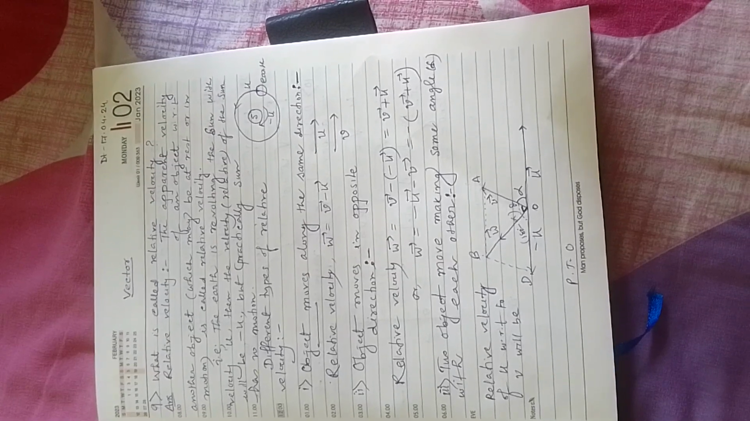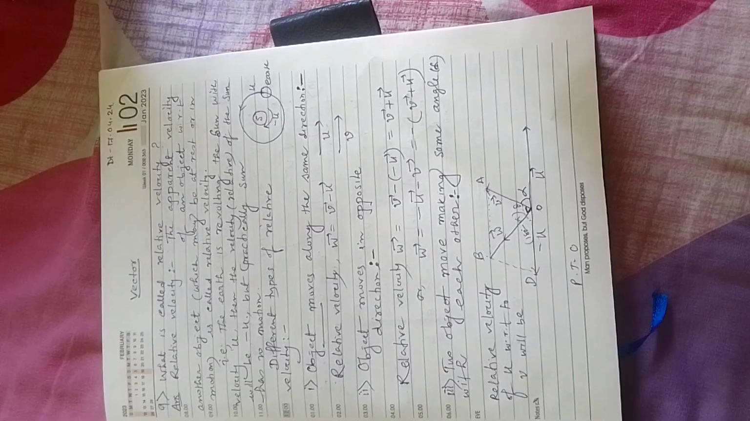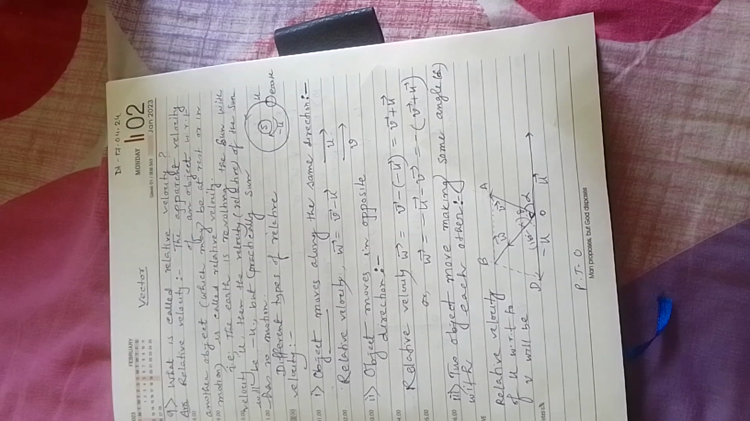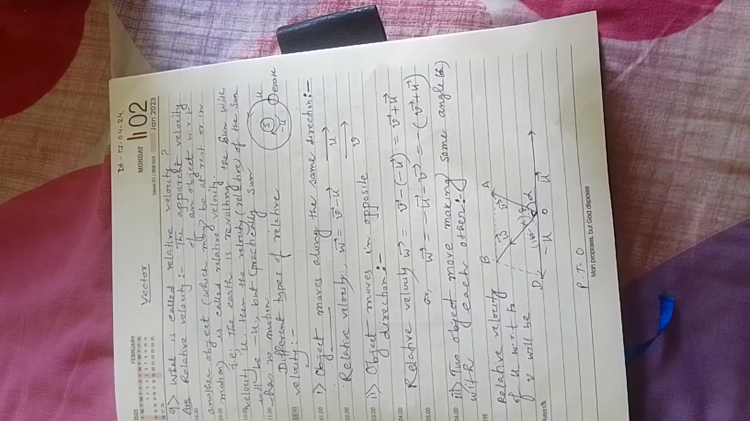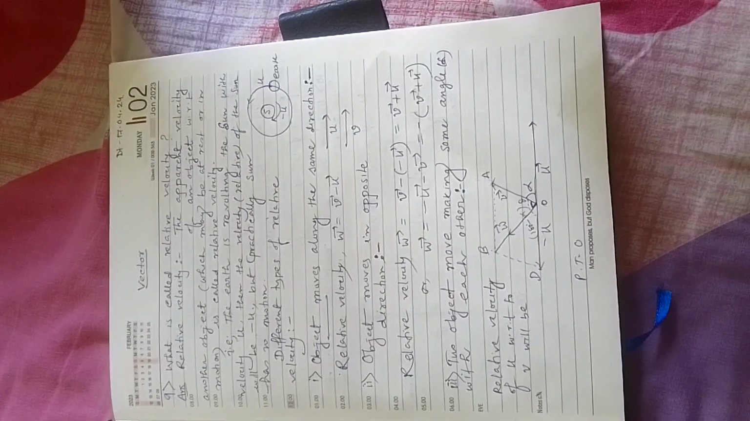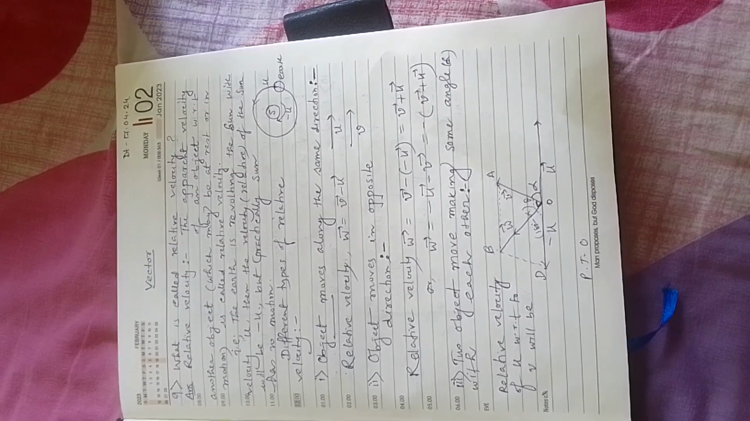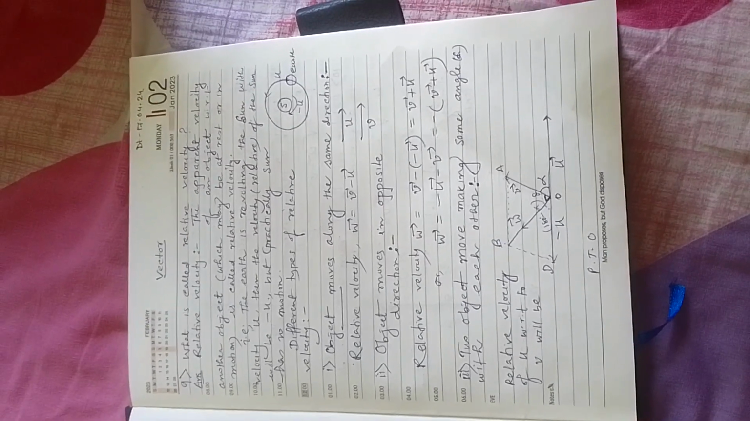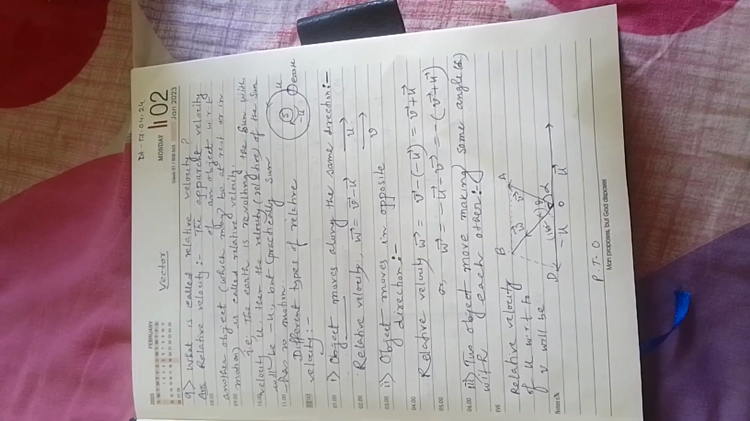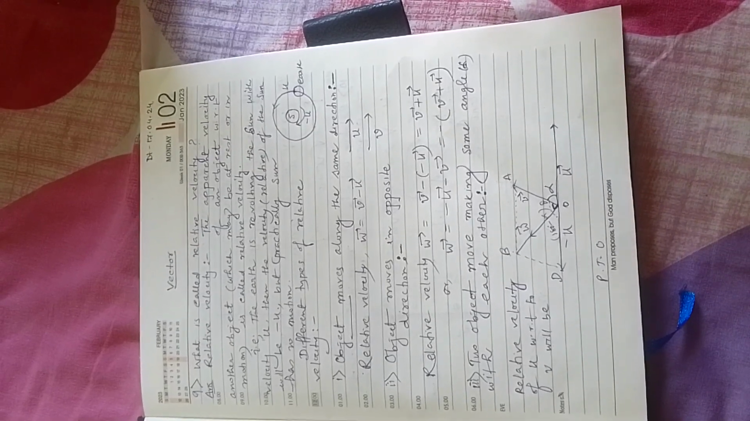For example, the earth is revolving around the sun with velocity u, then the relative velocity of the sun will be minus u, but practically the sun has no motion. There are different types of relative velocity. Object moves along the same direction. For this case, the relative velocity is taken into account like this: w is equal to v minus u. That means you have to subtract the two velocities.